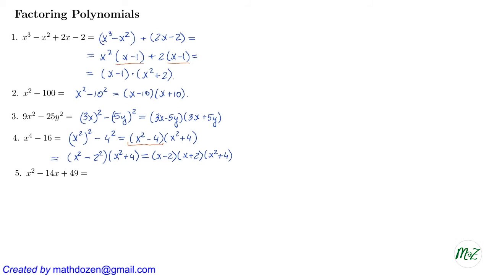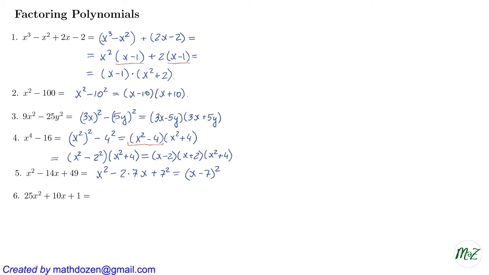Then on to this fifth example, x squared minus 14x plus 49. So this is actually a perfect square, because this is x squared minus twice the cross product plus 7 squared. So it's x squared minus 2 times 7x plus 7 squared, so it came from x minus 7 squared.